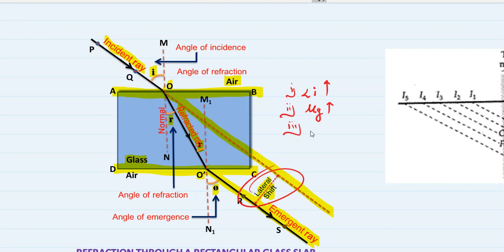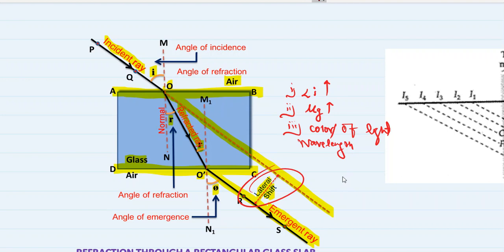Third thing it depends on is the color or wavelength of light. If the wavelength of light is greater, that means the lateral shift will be smaller.